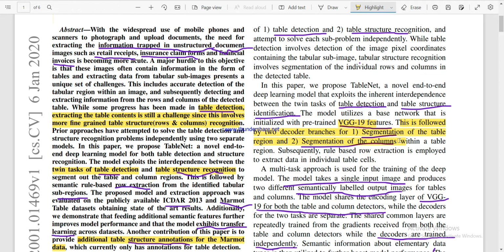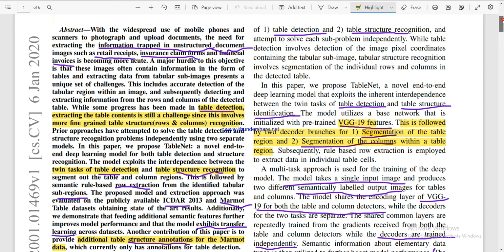So this is followed by two decoder branches. The first decoder branch is segmentation of the table region, and the second decoder branch is segmentation of the column. So there are two things. Remember this: segmentation of the table region and segmentation of the column within a table region. Okay, so don't confuse the table region and the column within the table region. So two things are being segmented here.